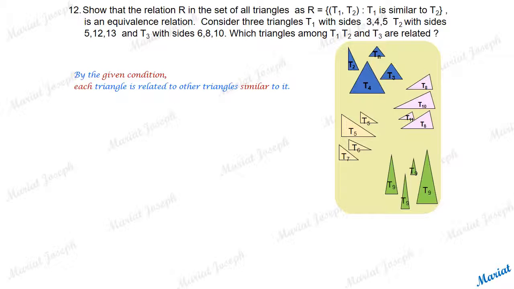Further, we are given three triangles here. Triangles with sides 3, 4, 5; 5, 12, 13; and 6, 8, 10. Of course, we observe all of them are Pythagorean triplets. 3 square plus 4 square is 5 square, correct? 5 square plus 12 square, 25 plus 144 is 13 square, 169, correct? Pythagorean triplet. Even the third one, 6 square, 36, plus 8 square, 64, is 100, correct? But which of these triangles among these T1, T2, T3 are related?